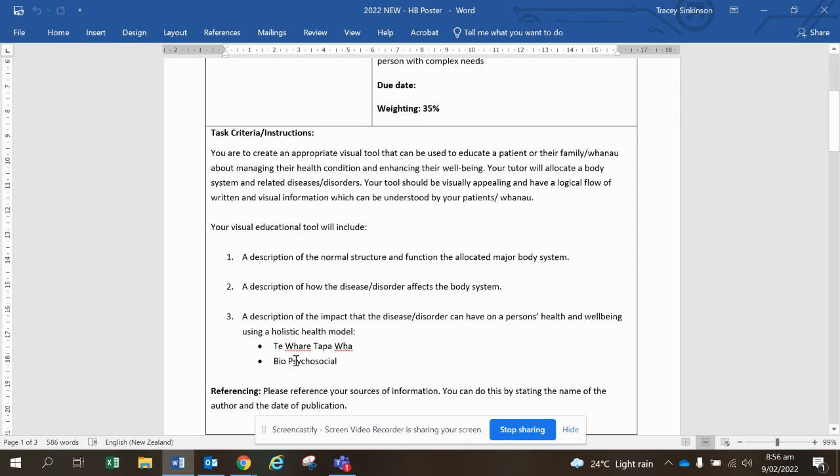The second part is when this person has this disease or disorder, how can it impact their health and well-being holistically? So we will be covering the Te Whare Tapu Whā, and we'll be covering lots of holistic health models throughout the whole course. But being as this is your first assignment, you're going to have to do a little bit of research yourself, okay?